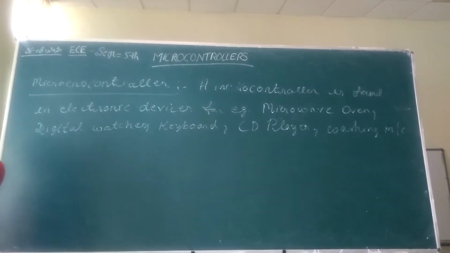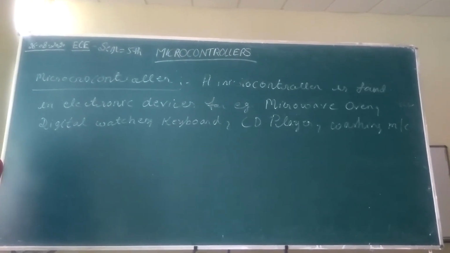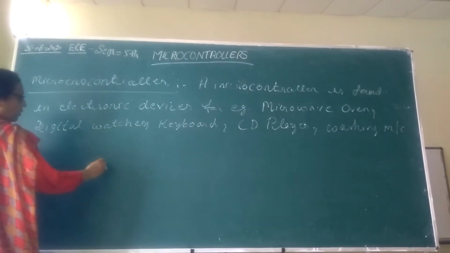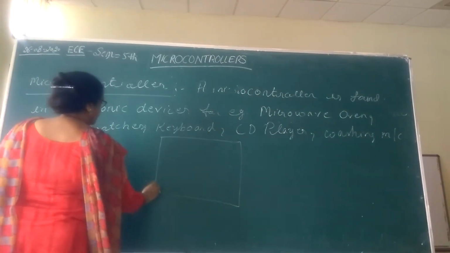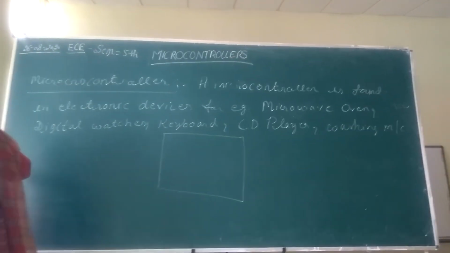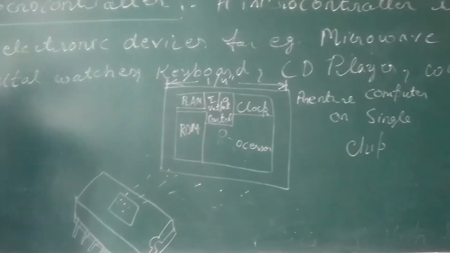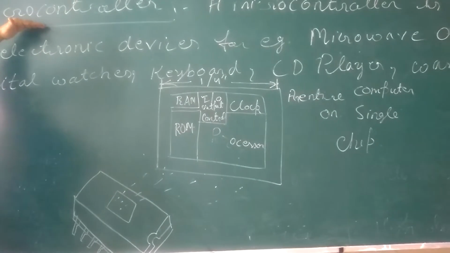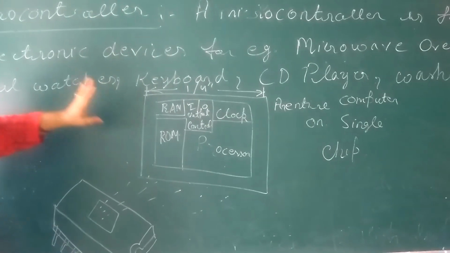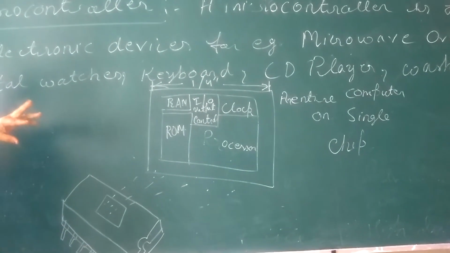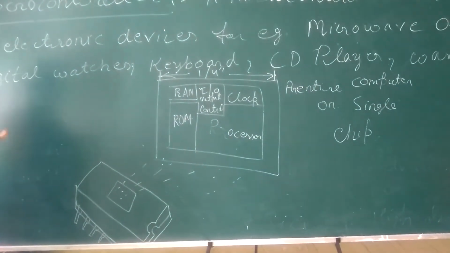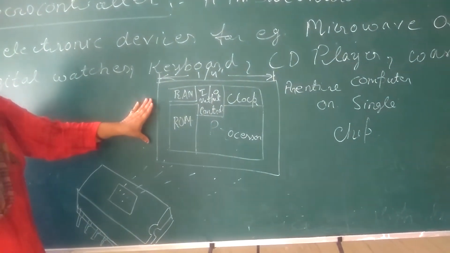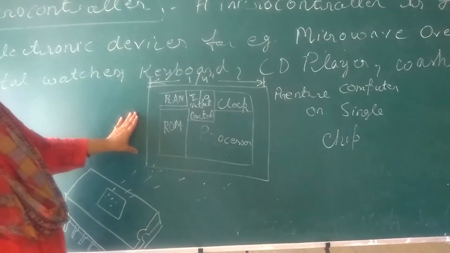This is the definition of microcontroller, and this is the diagram of microcontroller. Okay, it is found in electronic devices, microwave oven, digital watches, keyboard, CD player and washing machine. This is the main block diagram of microcontroller.